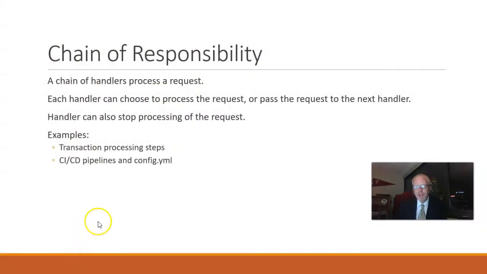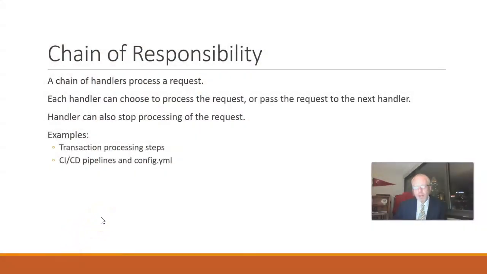Or this is a valid request but I don't need to handle it, so I'm going to go ahead and pass it on to the next handler. Or this is not a valid request, so I'm going to essentially terminate the request and not pass it on to the next handler. So I can think of two good examples of chain of responsibility.